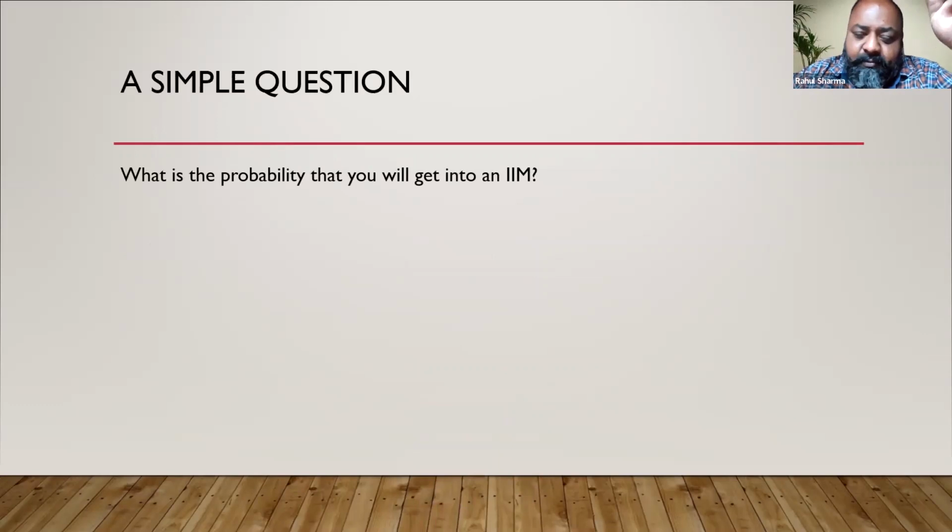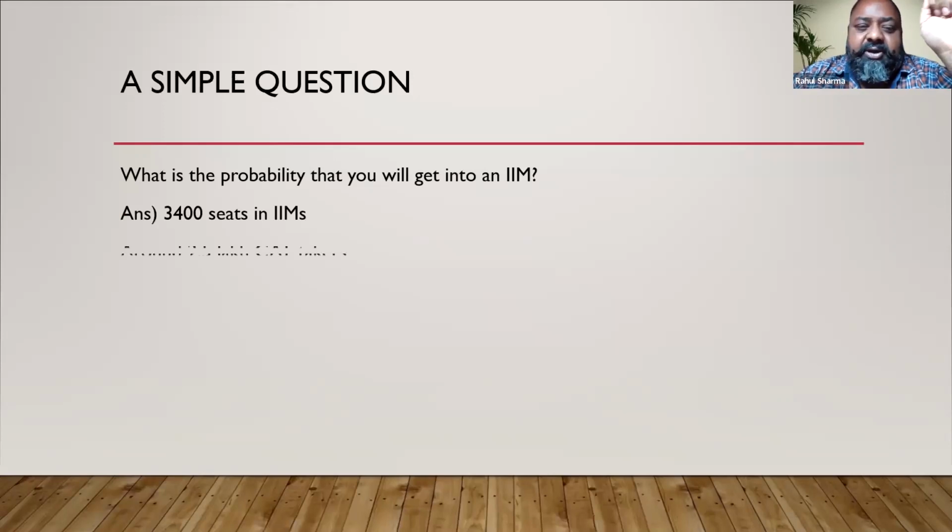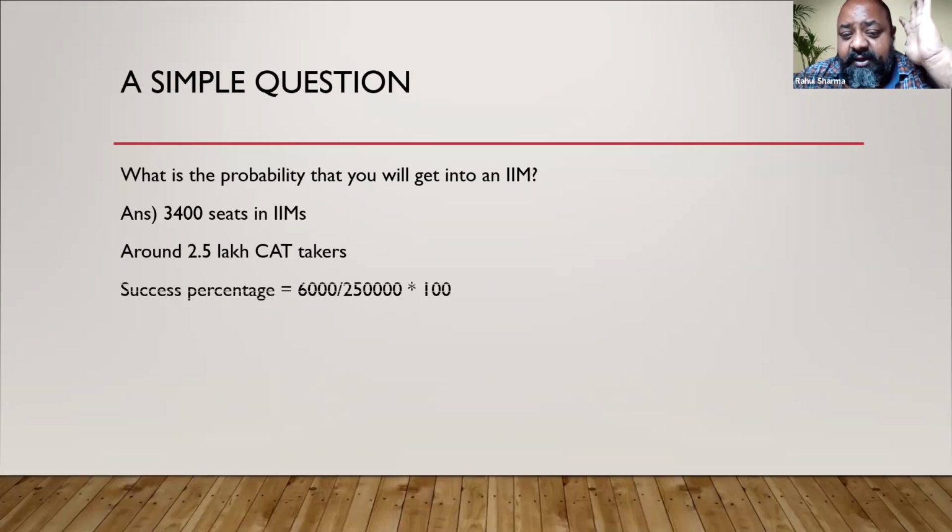I am an MBA, so I talk in numbers. There are around 3,400 seats in the IIMs. If I take the top 20 odd colleges, there are about 6,000 seats. 2.5 lakh takers for CAT. What is the chance of conversion? What is the success percentage? 6,000 out of 2.5 lakh into 100 percentage.